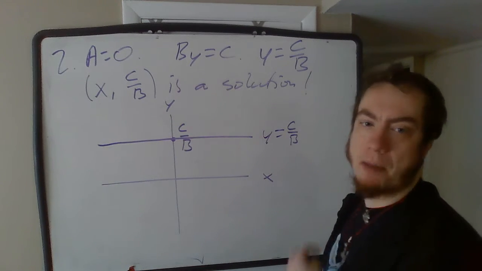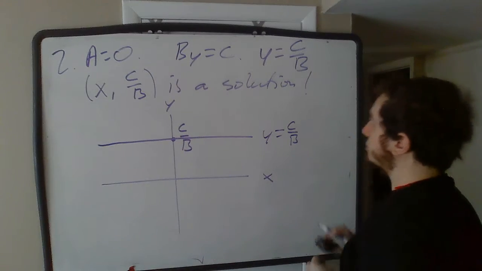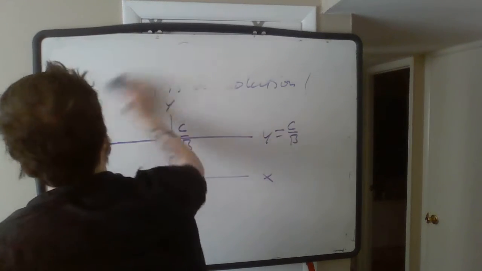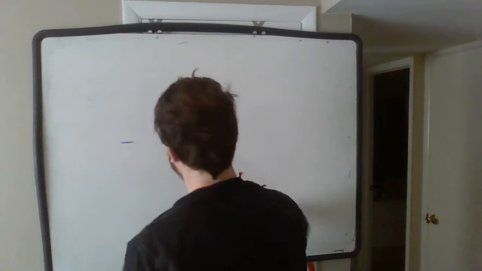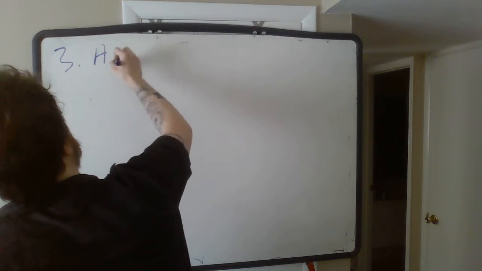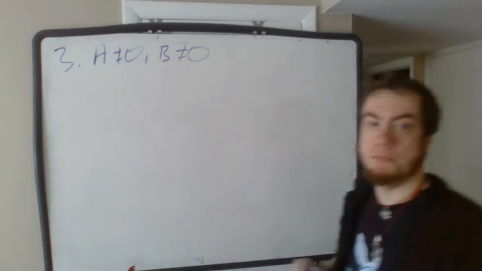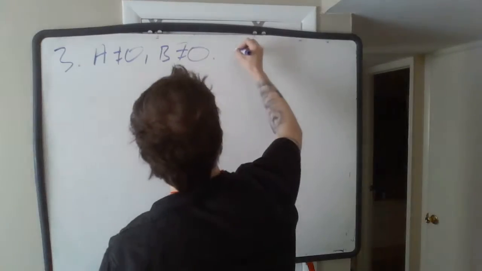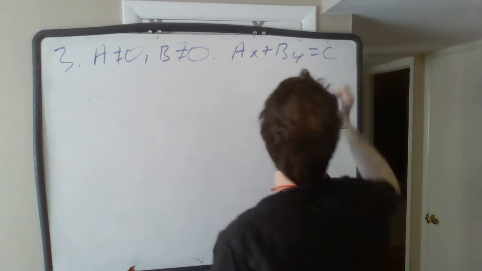Now let's think about what happens in the third case, which is really the most interesting case. What happens if both A and B are non-zero? So case 3 is A is not equal to 0 and B is not equal to 0. What happens here? Well, let's think about this general standard form ax plus by equals c.